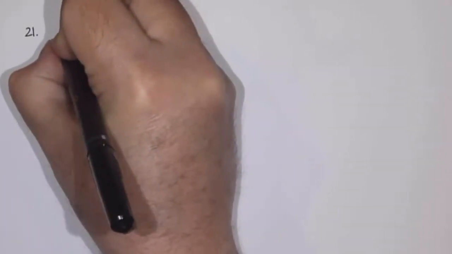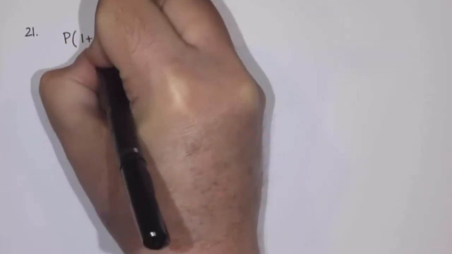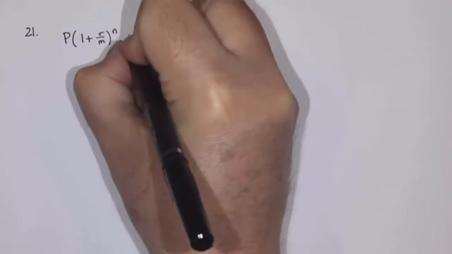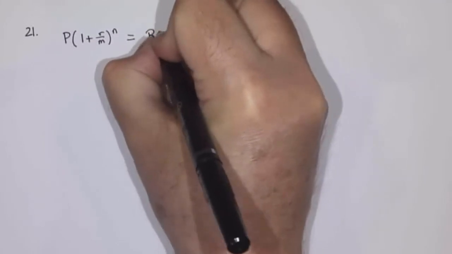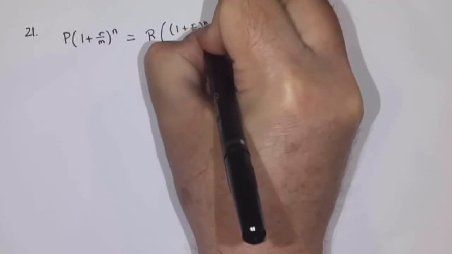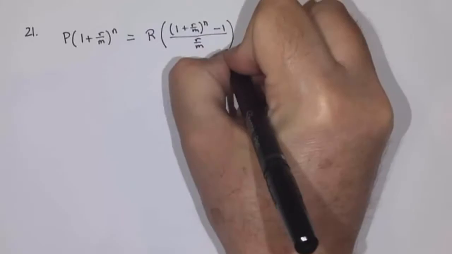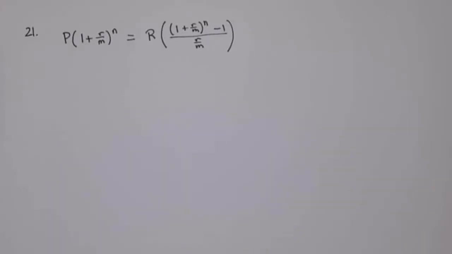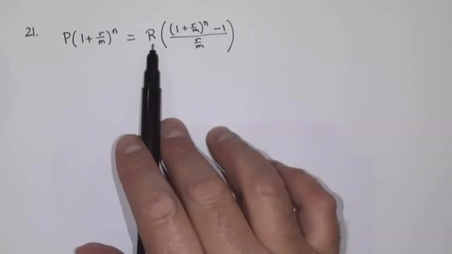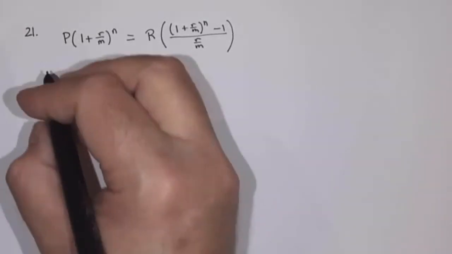So our amortization formula is that P times (1 plus R over M) raised to the n power is equal to R times ((1 plus R over M) raised to the n power minus 1) over R over M. And in this particular case, we're being asked what would be the monthly payment, so we're going to need to be solving for R. Now, we're doing a 4-year amortized loan, and the amount that we are borrowing is $5,000.